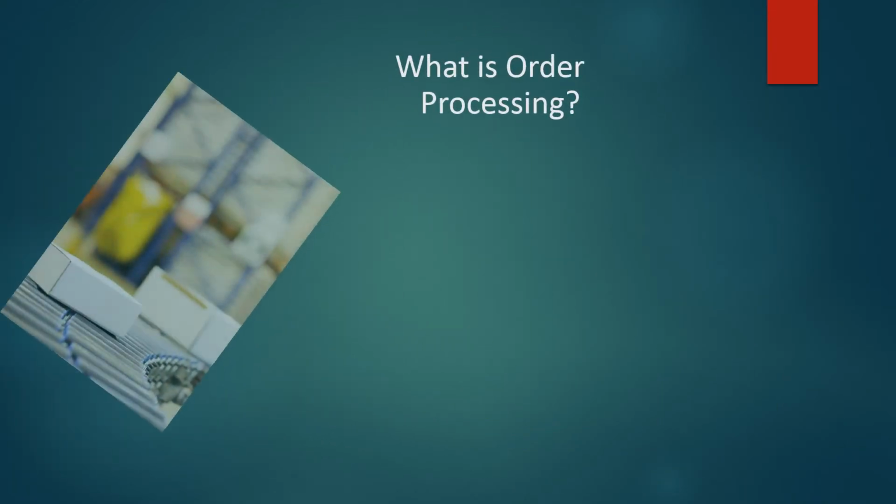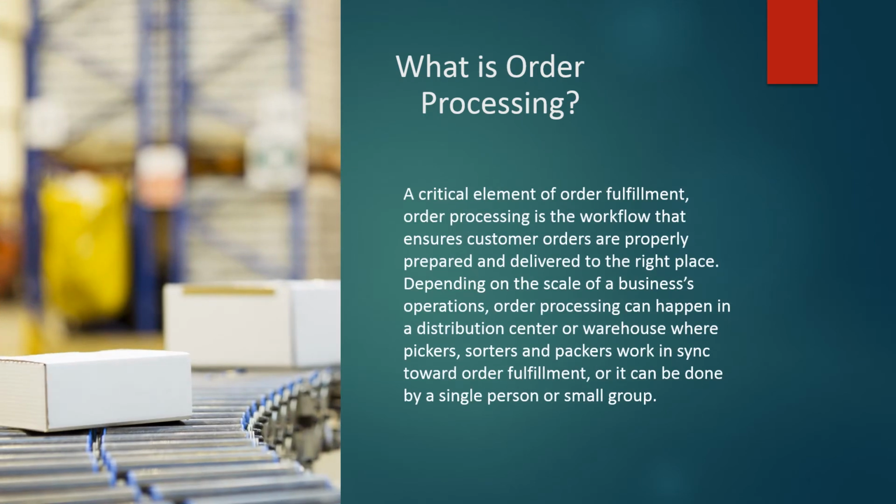What is order processing? It's a critical element of order fulfillment. Order processing is a workflow that ensures customer orders are properly prepared and delivered to the right place. Depending upon the scale of the business operation, order processing can happen in a distribution center or warehouse where pickers assort and pack orders, or fulfillment can be done by a single person or small team.